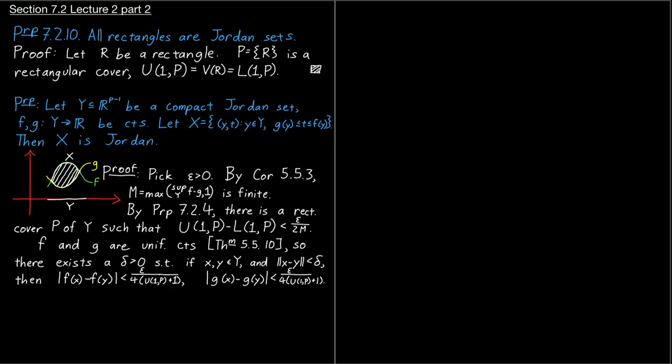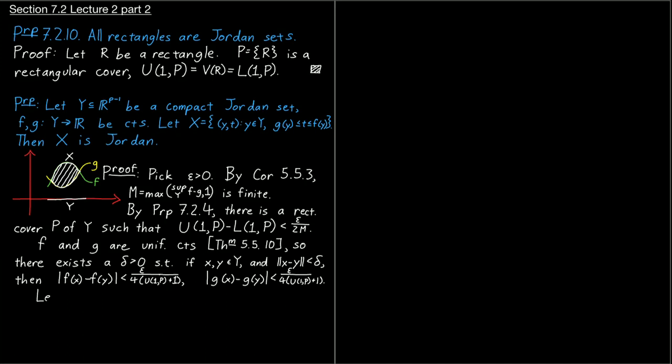And because f and g are both continuous, I can find a delta 1 that works for f, a delta 2 that works for g, and just let delta be the smaller of the two. So I can find a delta that works for both of them. Now we would like our rectangles to be small enough compared to this delta. So remember, if you've got a rectangular cover, you can always chop the rectangles up.